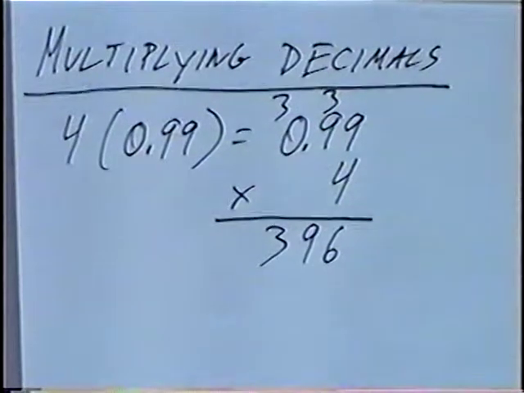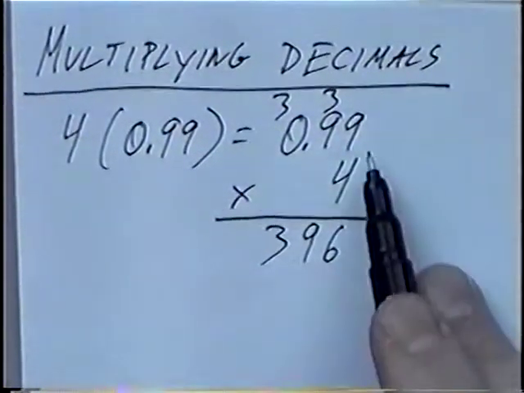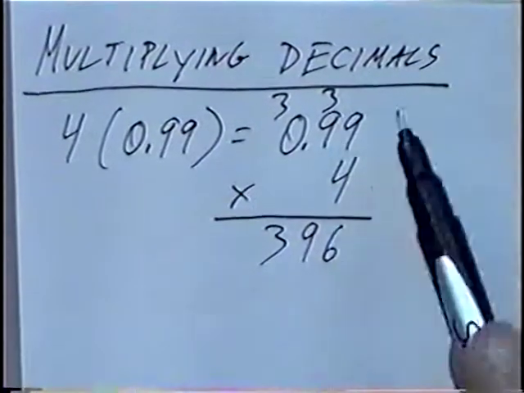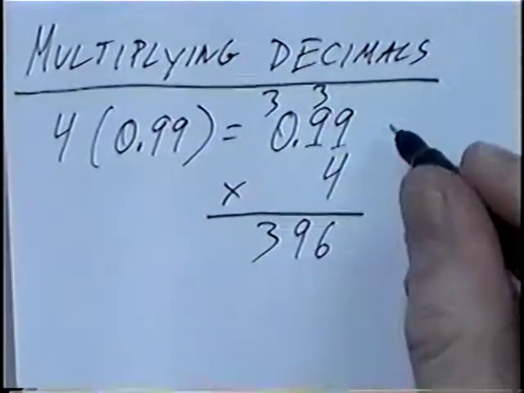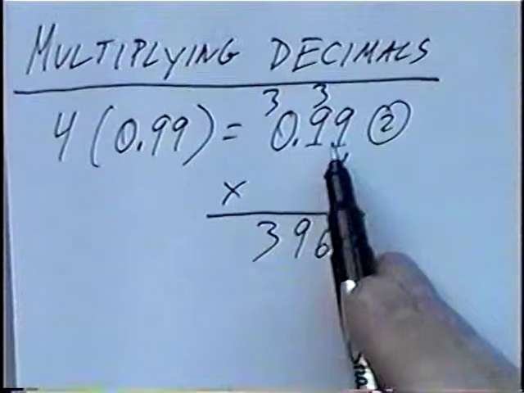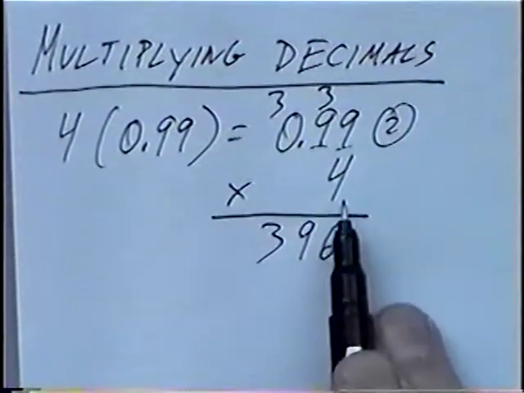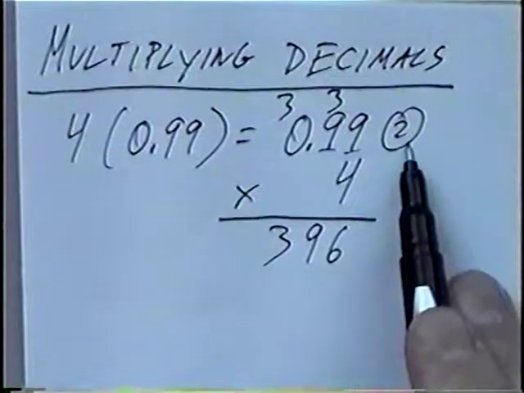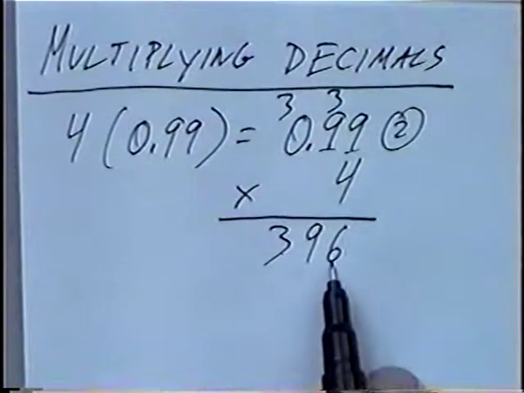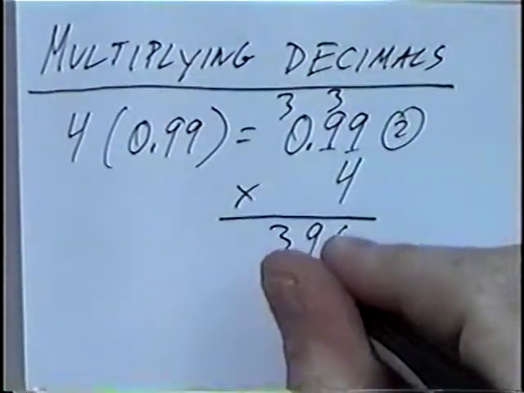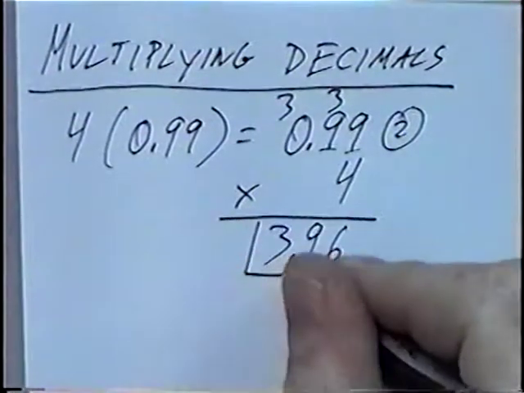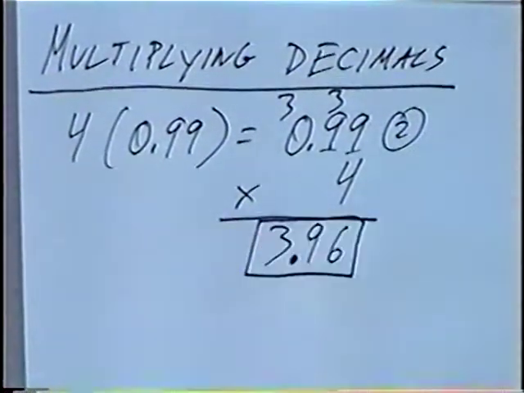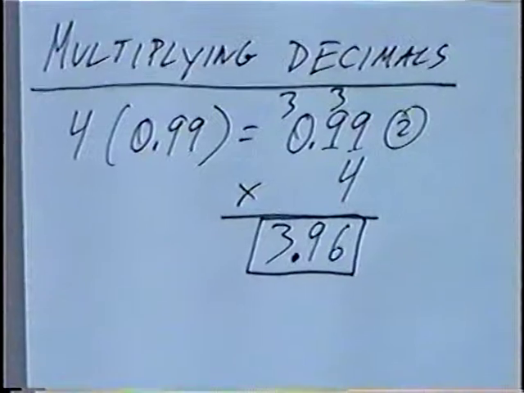The last part's to put the decimal in the correct spot. Looking at the numbers we multiplied, 0.99, 2 numbers are after the decimal point. The number 4 does not have any numbers after the decimal. So we have 2 total numbers inside the decimal, which means our answer has 2 numbers after the decimal. So our final answer would be 3.96.